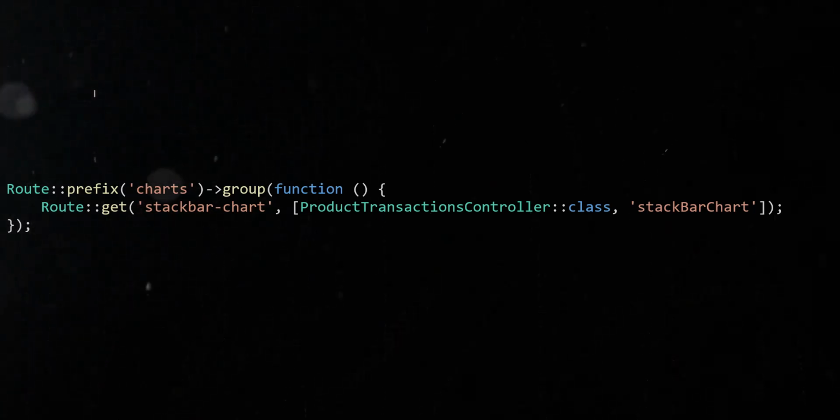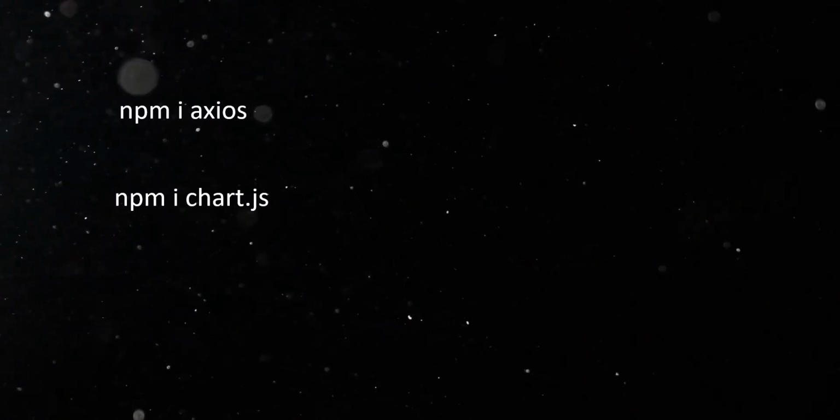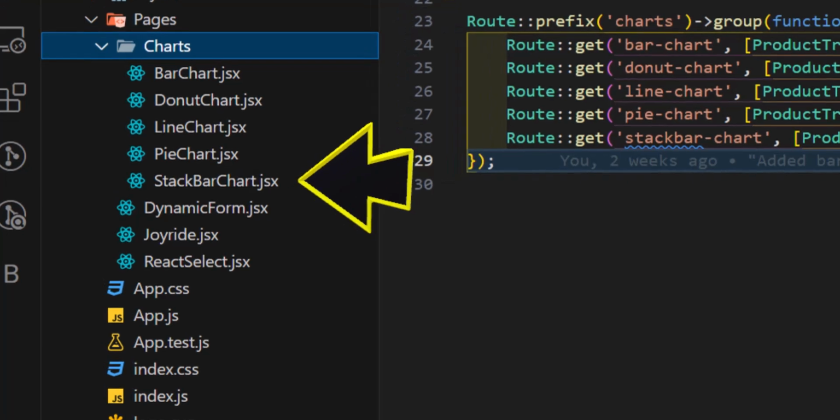Now we have to go and create our front end in React. For that we need Axios and Chart.js, so first of all we have to install these. After installing them, we have to create a new component called StackBarChart in our React application.